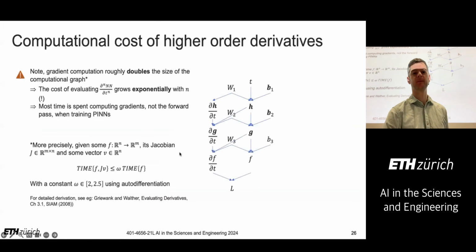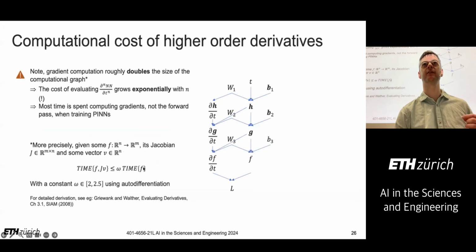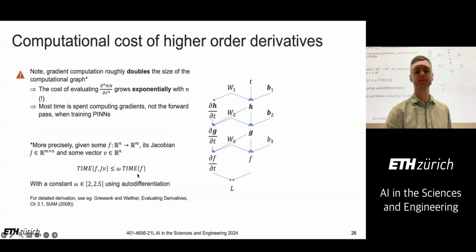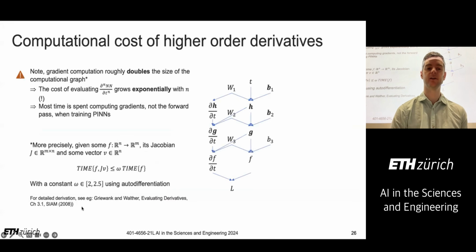So more precisely, you can derive that given some vector function here, the time it takes to compute the Jacobian vector product is approximately omega, a constant value, times the time it takes to compute the forward pass of the network only, where omega is some value between 2 and 2.5. And to really understand that derivation, you can have a look at this reference here. So it sounds good, like we can compute it in roughly the same amount of time as the forward pass.